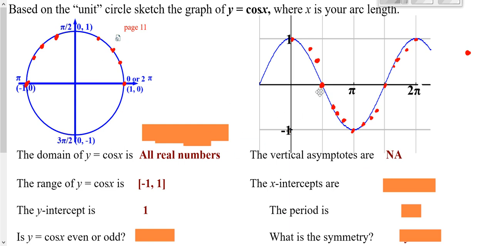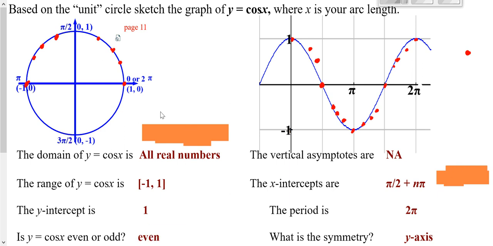Our x-intercepts are at pi over 2 plus a pi to get to this one, which is 3 pi over 2, plus another pi, which would be 5 pi over 2. So we're going to say it's pi over 2 plus any pi, which is a half revolution. Your period is still 2 pi. Your cosine graph is symmetrical about the y-axis. So if you take this, fold it over the y-axis, you would get the rest of your cosine graph over there, which means it would be considered an even function.